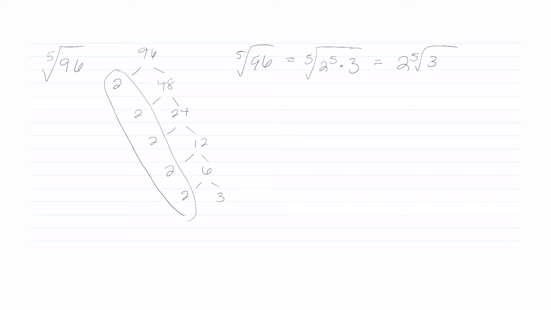So if we count up our 2's here, let's take a look. We've got 1, 2, 3, 4, 5. So we can rewrite the fifth root of 96 as the fifth root of 2 to the fifth times 3. And from here, we can simplify to 2 the fifth root of 3.